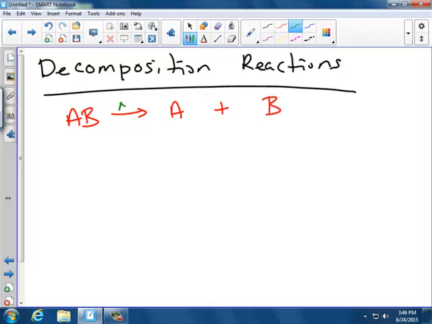Sometimes you'll see this little triangle. This little triangle means heat. When you see that over an arrow in a chemical reaction, it just means heat was involved. Heat was applied to that system, which helped it decompose. And that's something that's important that you'll see and understand. So what's an example of that? So your book goes through a couple of those.